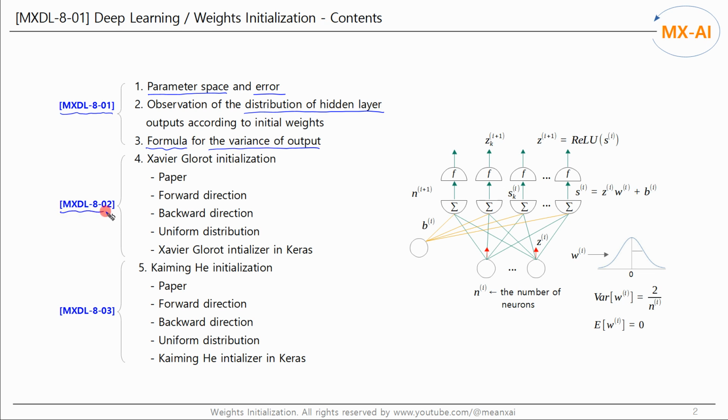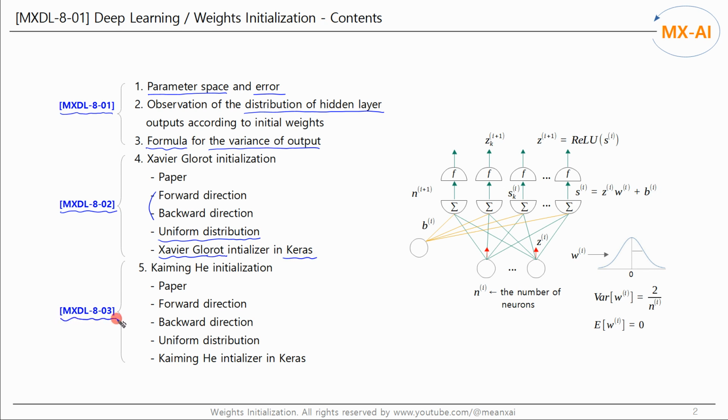In the second video, we will look at the weights initialization method proposed by Xavier Glorot. First, let's look at how to initialize the weights with a normal distribution. We will look at how to find the optimal variance for the weight distribution via forward and backward propagation. We will use the average of these values as the optimal variance for weight initialization. And we'll also look at how to initialize the weights with a uniform distribution. Finally, let's look at Xavier Glorot's initialization method using Keras.